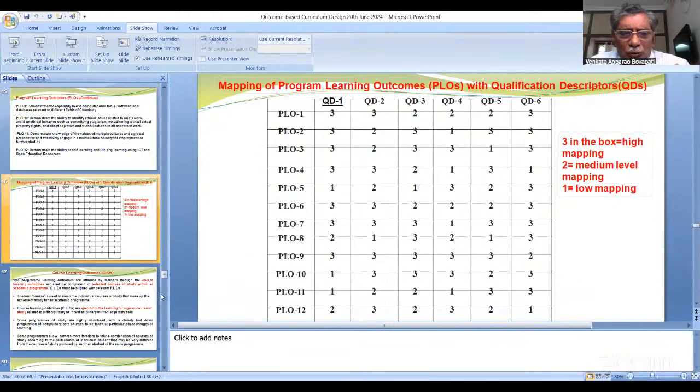Then program outcomes must be mapped with the program educational objectives. Here it is mentioned QD. QD means qualification descriptors. Qualification descriptors are program educational objectives. Both mean one and the same. There must be mapping. So 3 indicates high mapping, 2 indicates medium level mapping, and 1 indicates low level mapping. Right. This mapping table is compulsory.